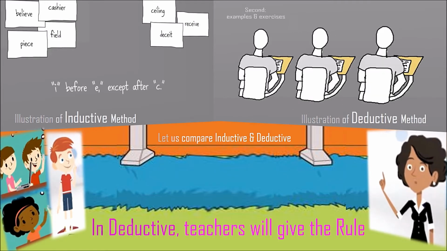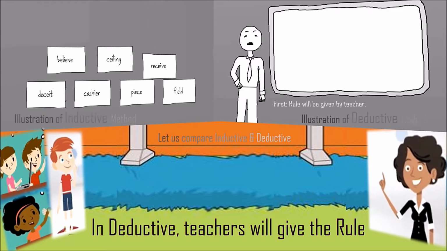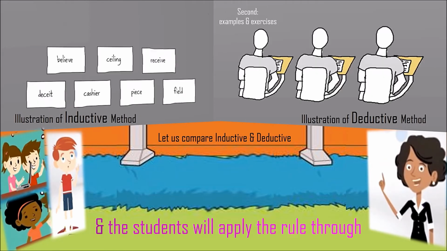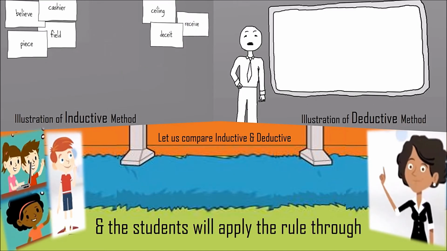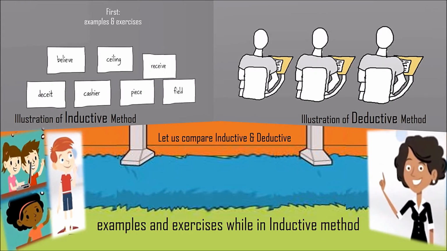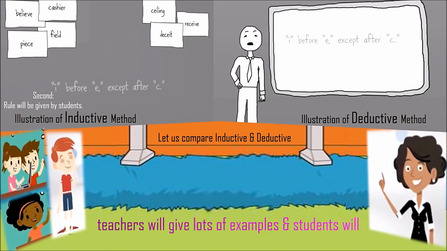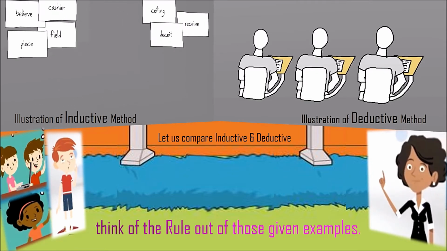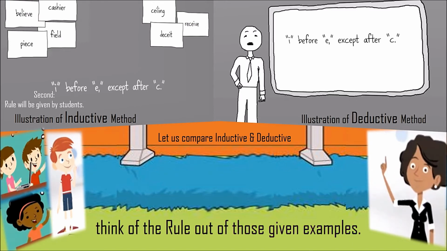Inductive method is the opposite of deductive method. In deductive method, teachers will give the rule and students will apply the rule through examples and exercises. While in inductive method, teachers will give lots of examples and students will think of the rule out of those given examples.